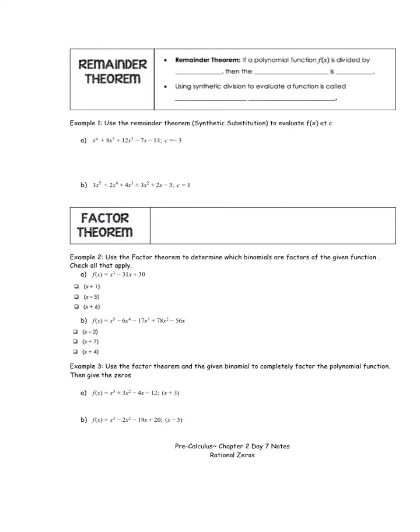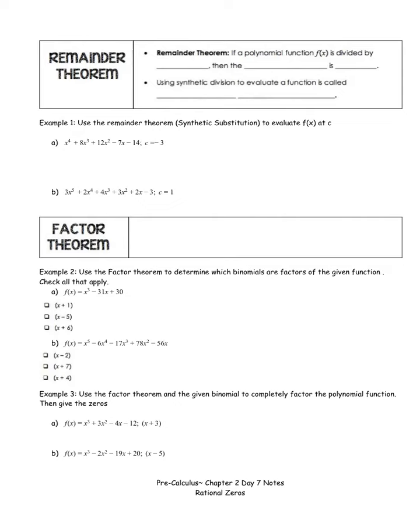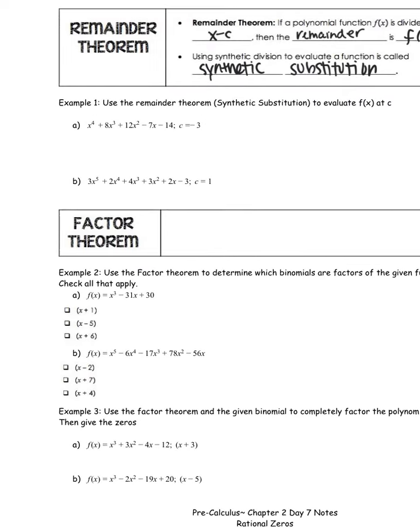Okay, the remainder theorem says that if a polynomial function is divided by x minus c, then the remainder is actually the value at c. So we use synthetic division to do something called synthetic substitution. We're going to use the remainder theorem on this one to evaluate f of x at c. Using synthetic division, I'm going to find the same thing as plugging it in, and my remainder will be that answer.